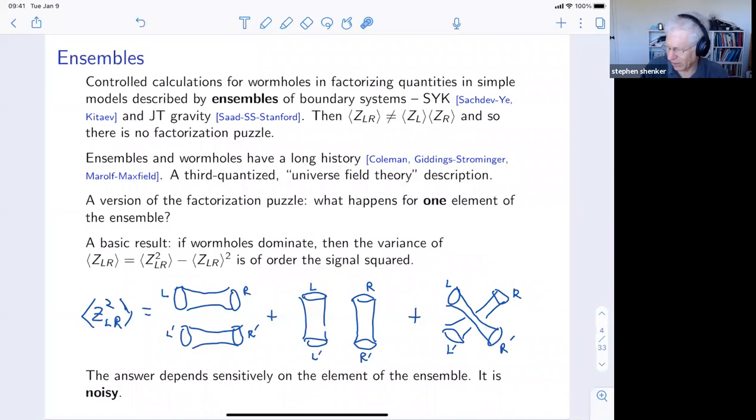Well, so then to compute the variance, you subtract off the signal squared, and you see here that the variance is twice the signal squared. All right, so the answer depends sensitively on the element of the ensemble. It's noisy. You choose one set of couplings, you get one answer, you choose another set of couplings, and you get an answer that's a factor of 2 different.